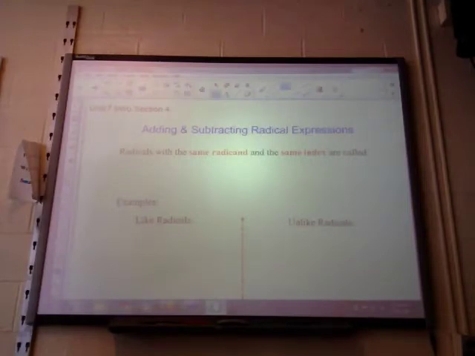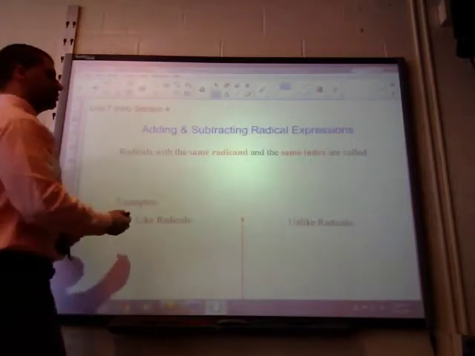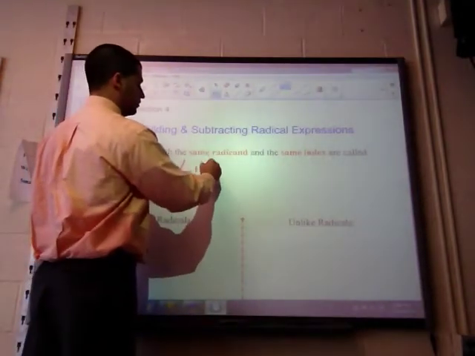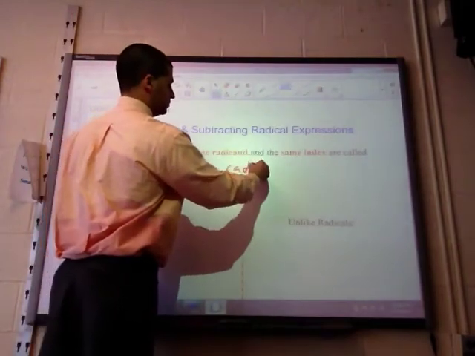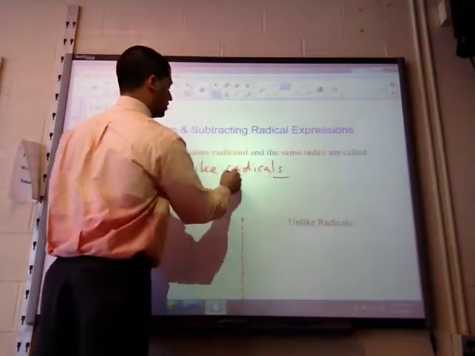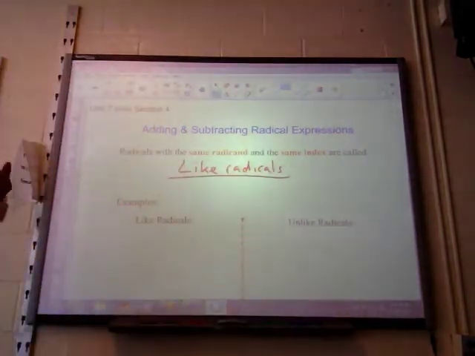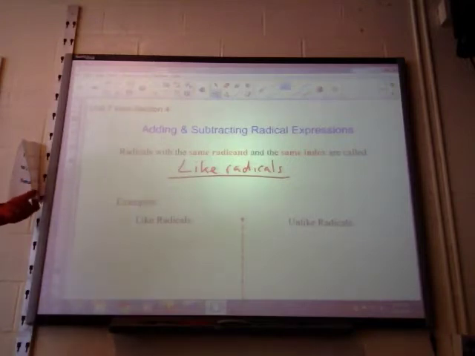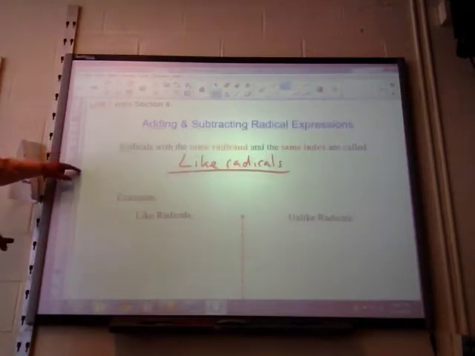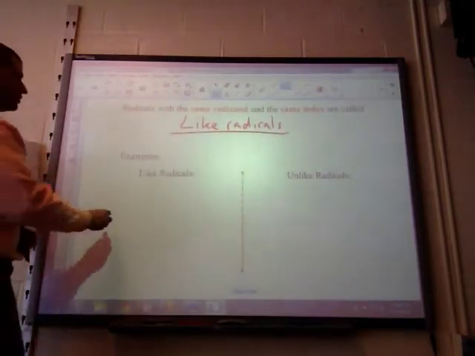So when we have the same radicand and same index, we're talking about like radicals. And you can only combine through addition and subtraction radicals that are like. You can't combine ones that have different radicands or different indices. And I know it seems ridiculous and difficult, but in reality, it's not that bad. So let's talk about some like radicals.